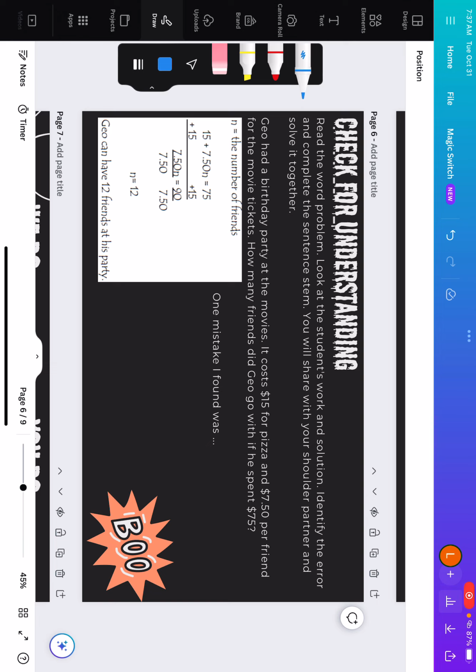It says Gio had a birthday party at the movies. It cost $15 for pizza and $7.50 per friend for the movie tickets. How many friends did Gio go with if he spent $75? So it costs $15 for pizza, $7.50 per friend, and he spent $75. Okay. So this is Gio's work. What is his mistake? Okay.